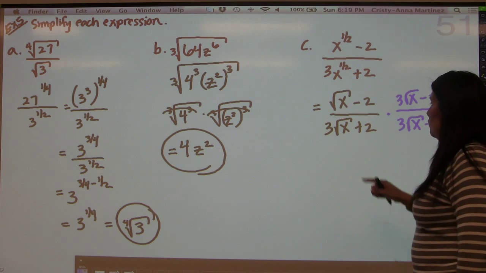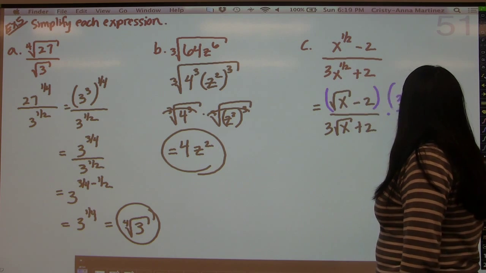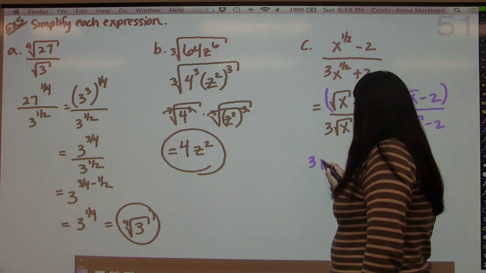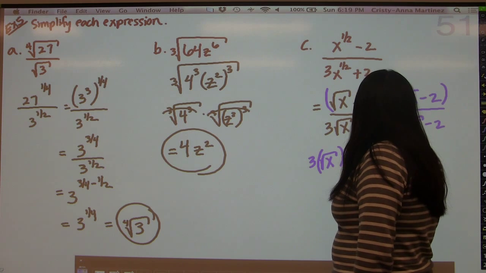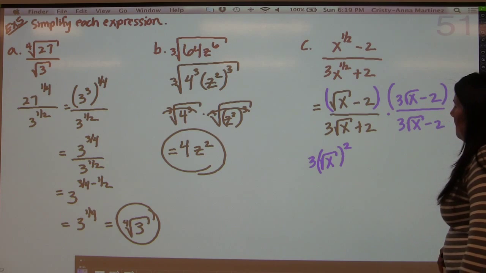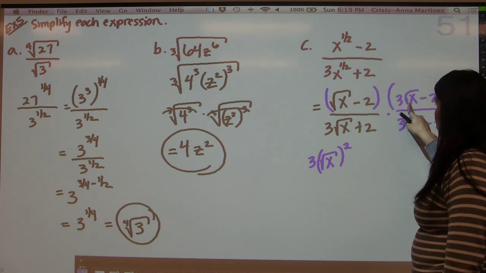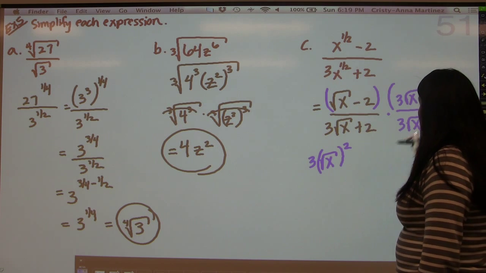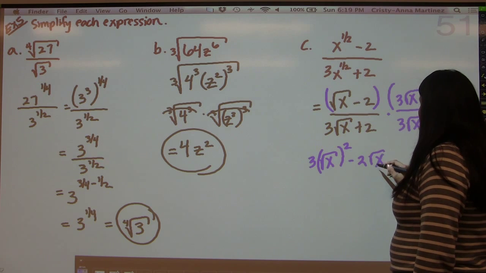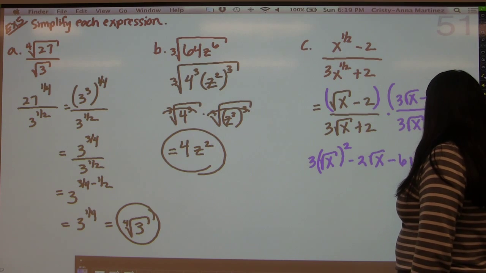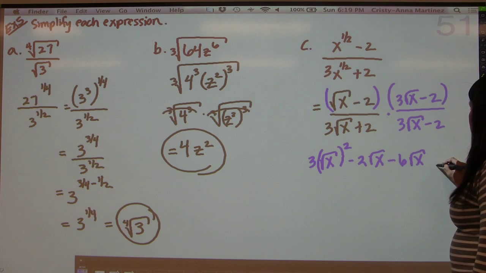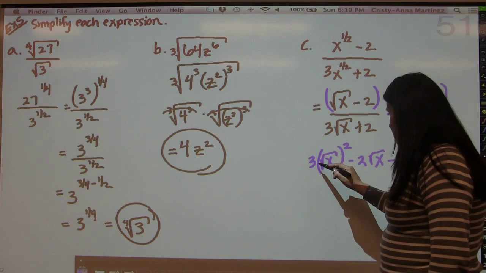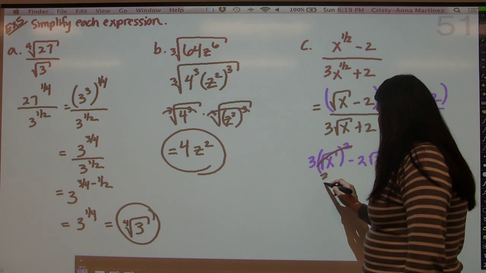Okay, so then here I'm going to FOIL on top. And root x times 3 root x is 3 root x squared. Now notice I'm not squaring the 3, I'm just squaring the root x because it's root x times root x, so root x squared. Outside times outside is root x times negative 2, so negative 2 root x. Inside times inside is negative 6 root x, and last times last is plus 4. Okay? So then that can get simplified because this root x squared is going to cancel. So now this is just 3x.